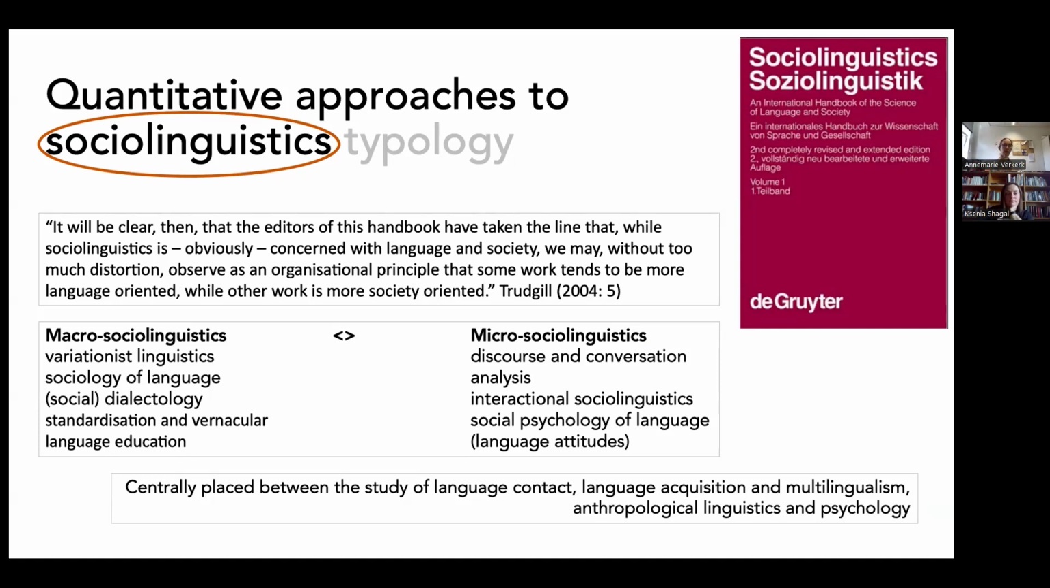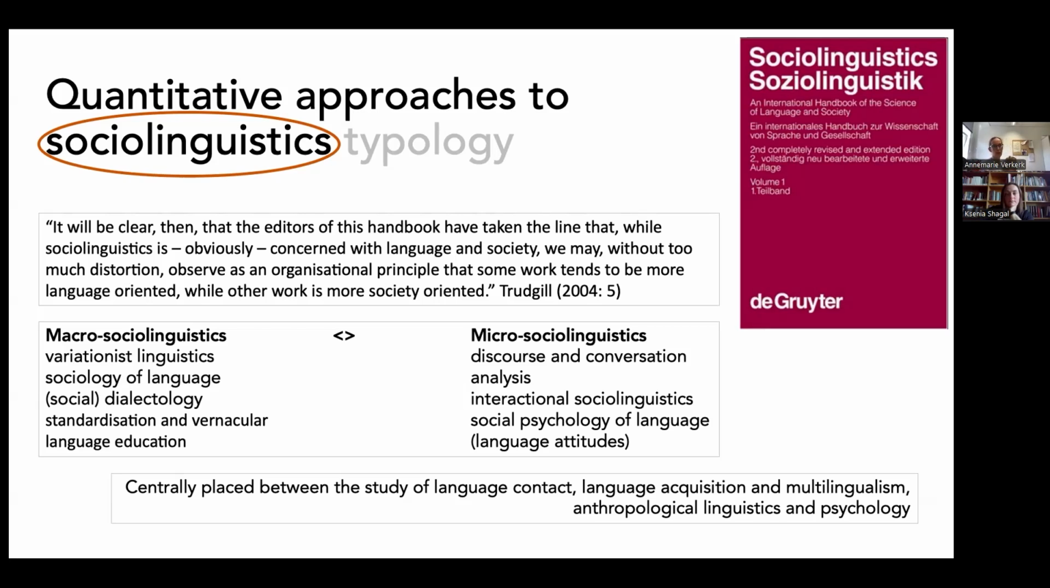So we may, without too much distortion, observe as an organizational principle that some work tends to be more language oriented, while some other work is more society oriented. And I don't know how far you guys got with this, but indeed, it seems that sociolinguistics is really a broad, very, very broad term.